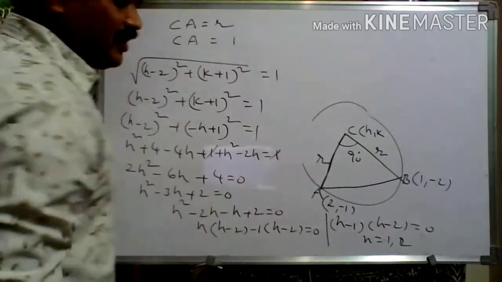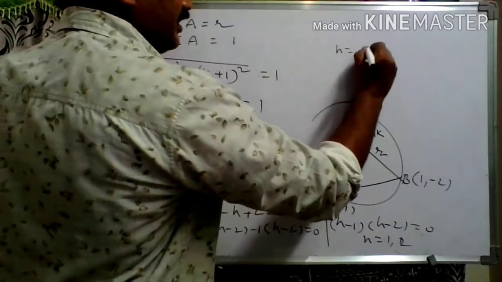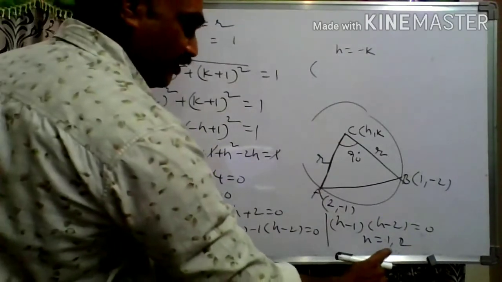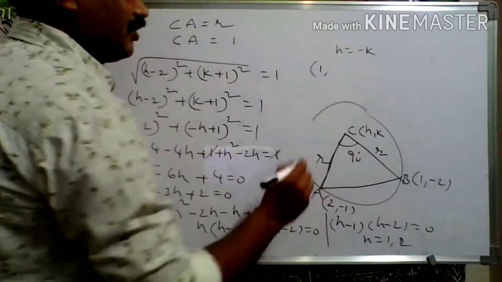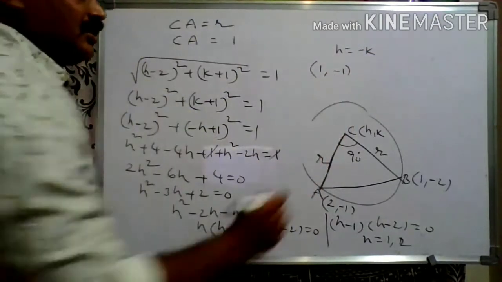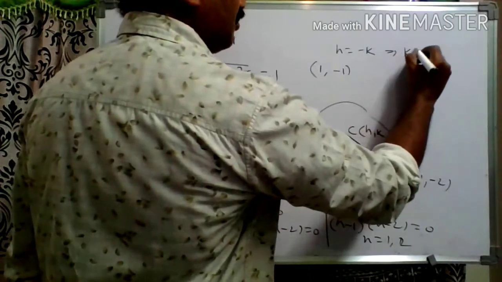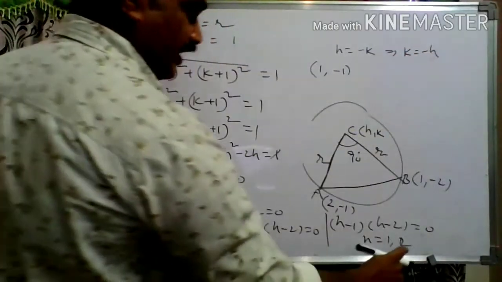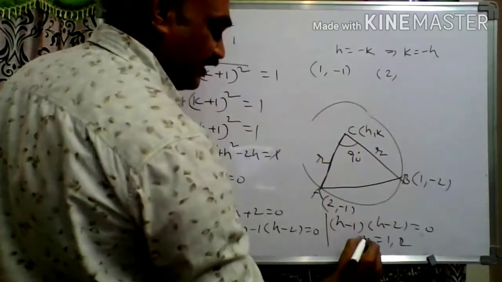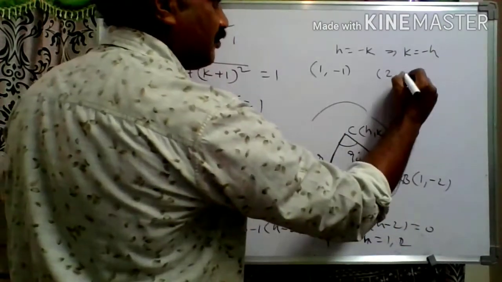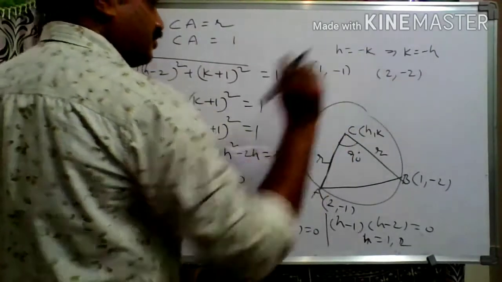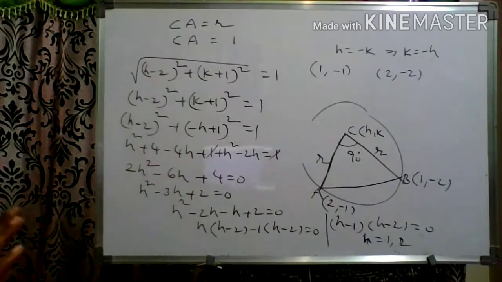Students, H is equal to 1, 2. But here H is equal to minus K. Students, what is the center? Suppose H is equal to 1, K is equal to minus H, so (1, minus 1). Next, H is equal to 2, K is equal to minus H, so K is equal to minus 2. Therefore, centers are (1, minus 1), (2, minus 2). Radius is equal to 1.